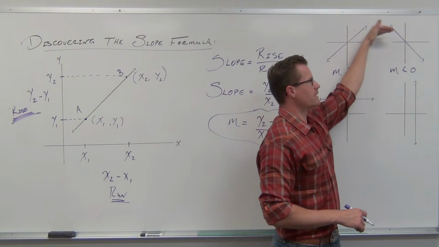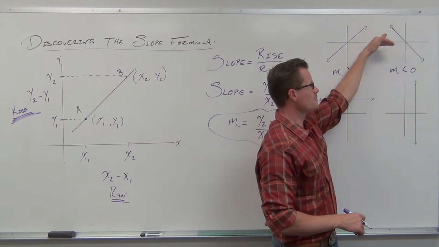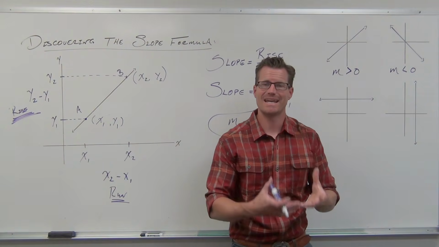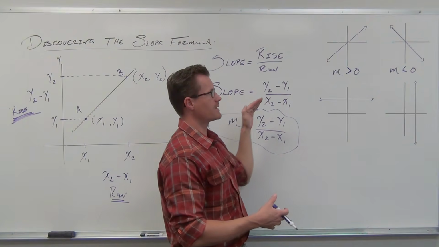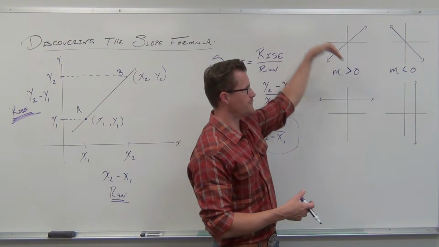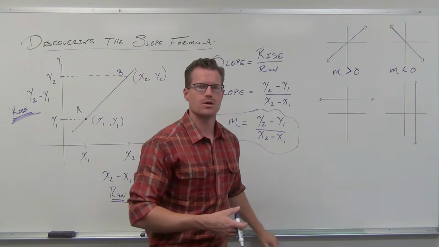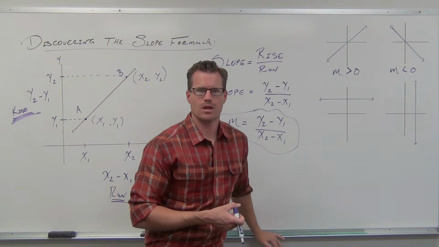We're going from point to point. We're subtracting small numbers minus larger numbers. That's a negative. The run's still positive, but you're dividing a negative by a positive. Lines that climb, positive slope. Lines that fall, negative slope. How about lines that don't? What about lines that don't climb or fall?